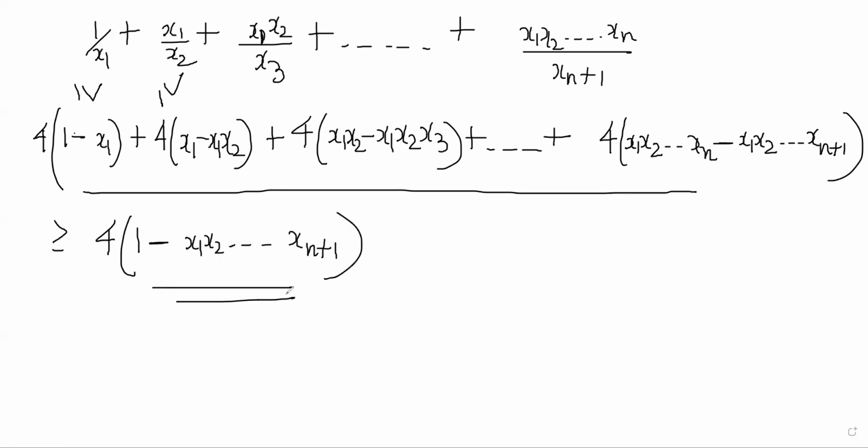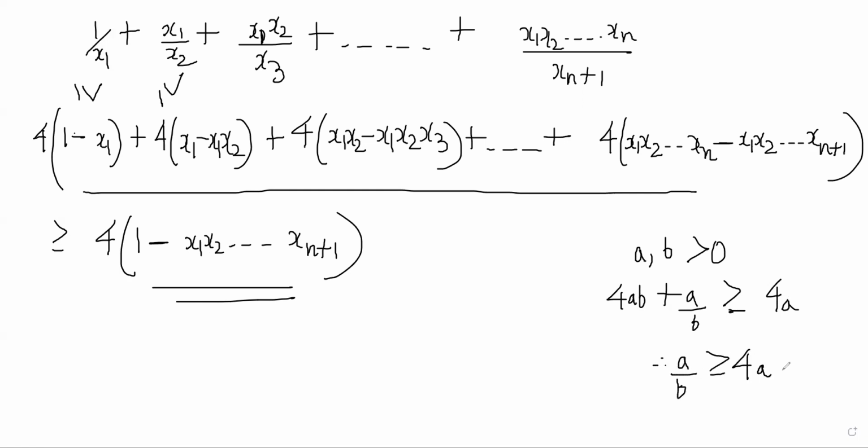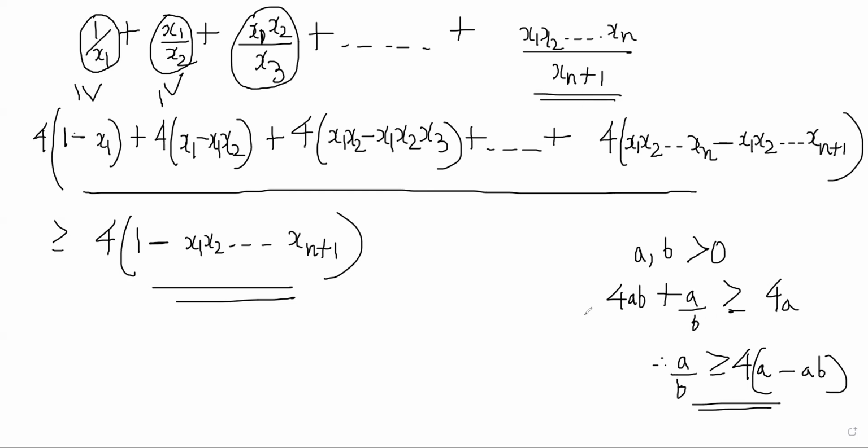So what are we using here? We are basically saying that for any real numbers a and b greater than 0, 4ab plus a by b is greater than or equal to 4a. So therefore a by b is greater than or equal to 4a minus ab. And that we are using repeatedly on each of our terms, right? And that is what helps us prove this because it becomes a telescoping sum. Let's go to the next question.